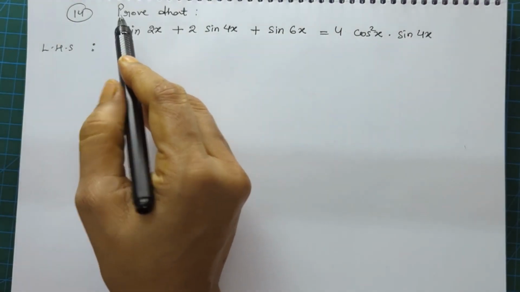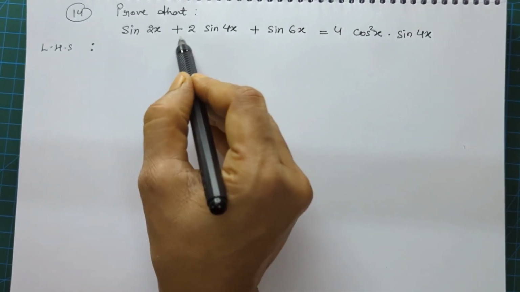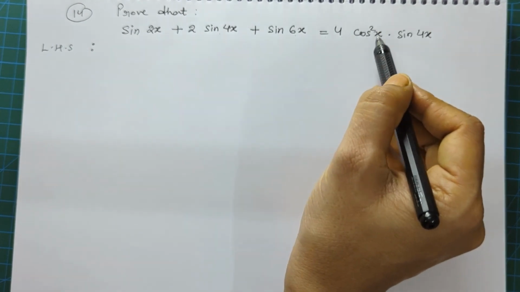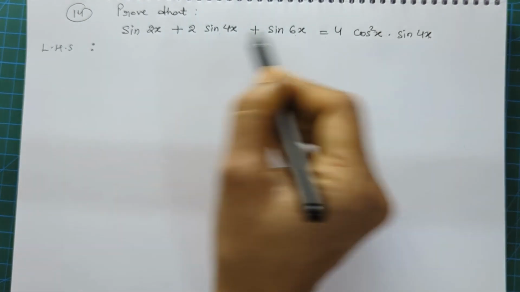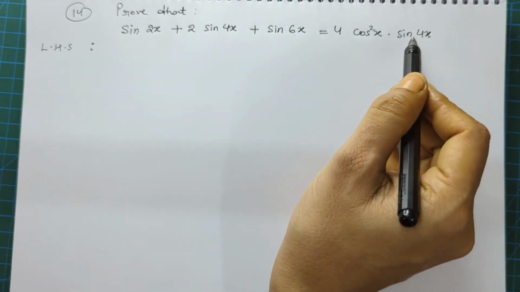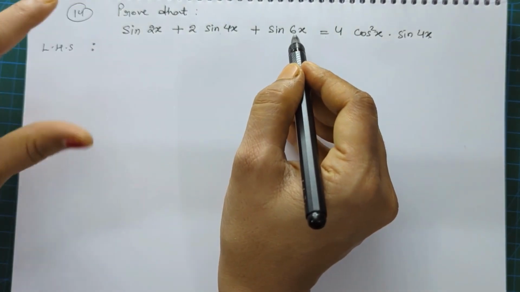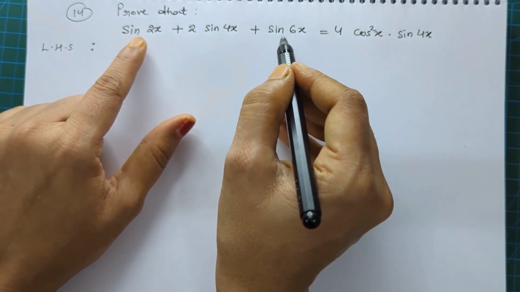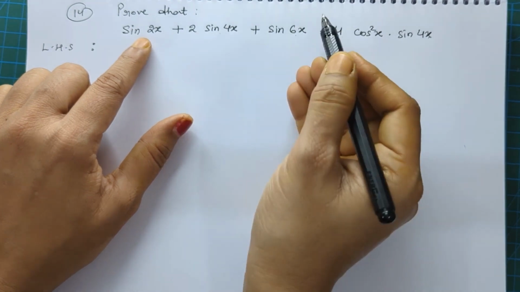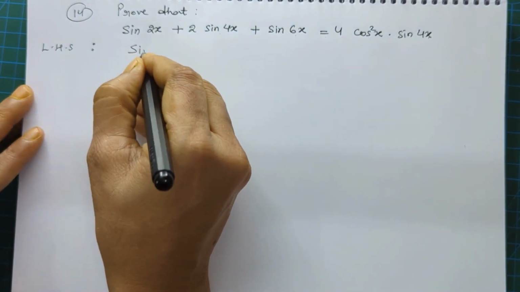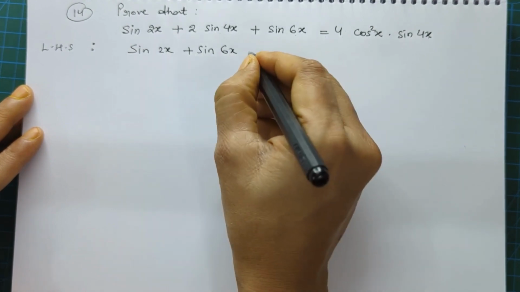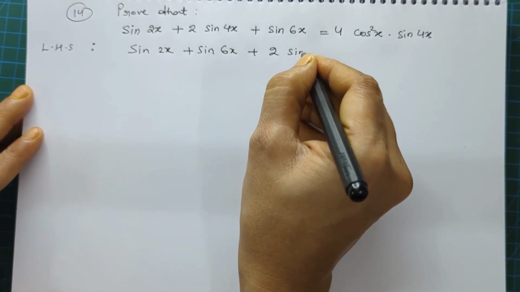Now question number 14, we have to prove that sine 2x plus 2 sine 4x plus sine 6x is equal to 4 cos square x times sine 4x. We will begin from the complex part, that is left hand side, and we will come to right hand side. Left hand side, how to simplify? So we have to assemble terms like sine 2x and sine 6x together, and this one as third term. So we will write this as sine 2x plus sine 6x plus twice sine 4x.